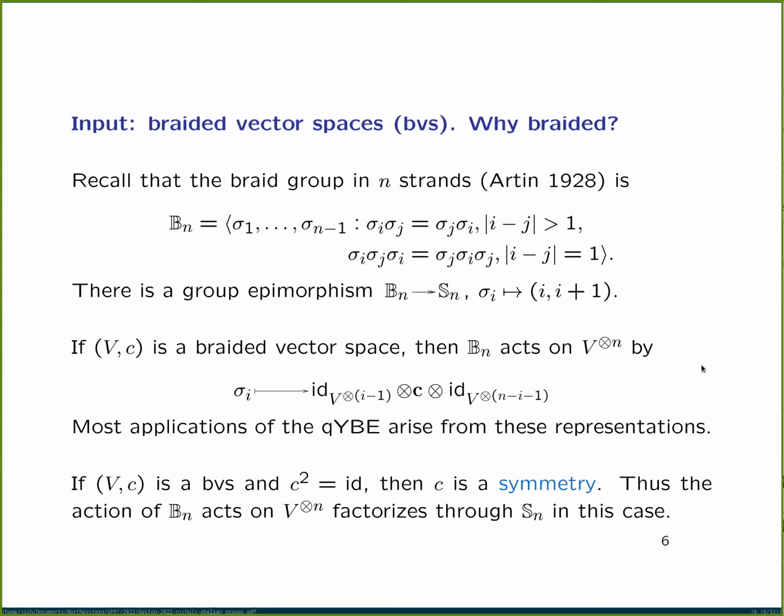Tau is a solution of the braid equation, and of course tau squared is the identity. In general, if one has a braided vector space such that c squared is the identity, which is not always the case, then we say that c is a symmetry. Then the action of the braid group B_n on V tensor n factorizes through the symmetric group S_n.